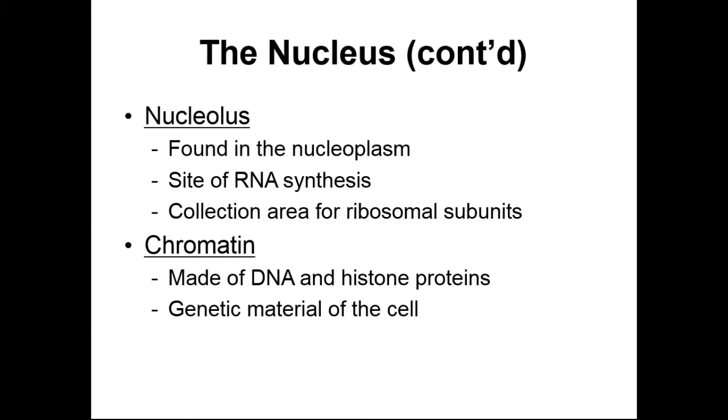Within the nucleus, we don't have the DNA of the cell floating around unorganized. It's wrapped around some proteins to help keep it organized. Those proteins that the DNA wraps around, much like thread being wrapped around a bobbin, are called histone proteins. The DNA, to be more specific, is the genetic material of the cell. The chromatin is the DNA wrapped around the histone proteins, or organized DNA.